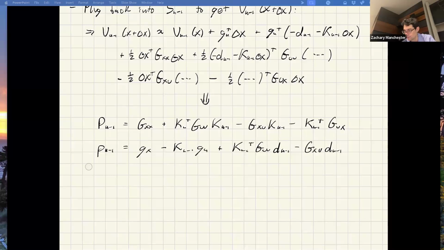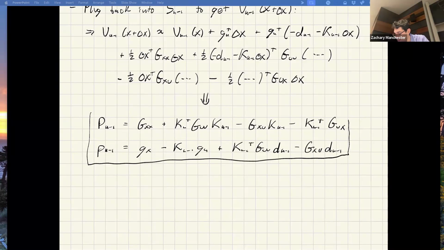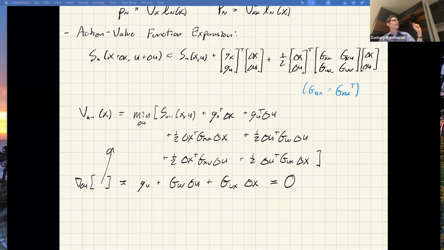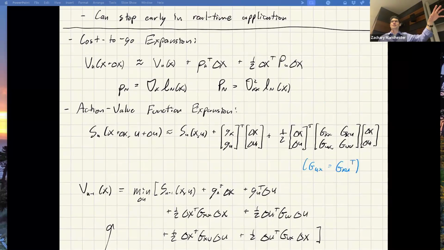Okay, so that's the whole thing. So now we have a recipe for going back one step in this Bellman recursion in terms of the action value function. This is also another way to get at the LQR thing we did last time. Now we're going to have a little bit of an interlude or aside. So this is how you get this. What we didn't do yet is tell you how to get the G's to begin with.